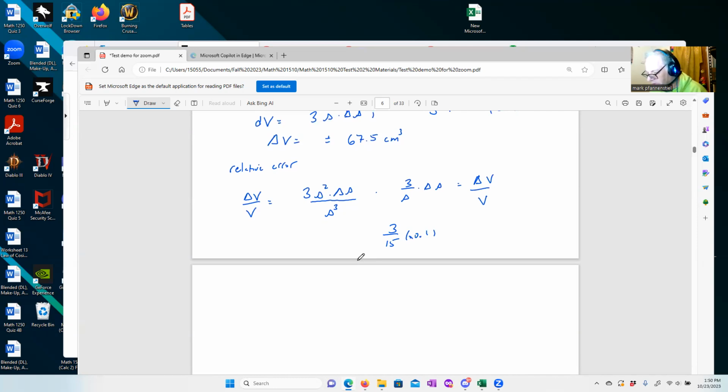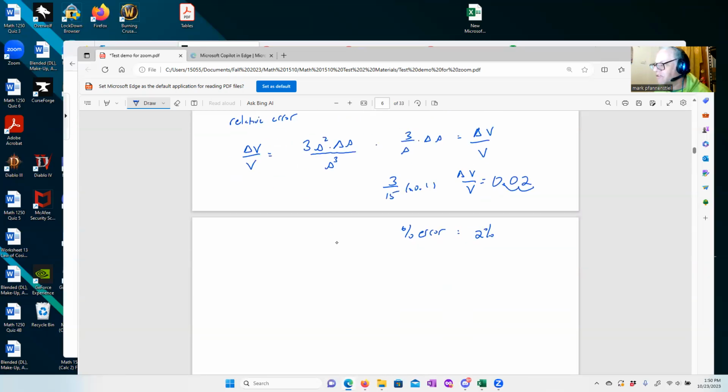Plug those into the calculator, and I ended up with delta V over V equal to 0.02. Percentage-wise, all we do is move the decimal place over twice, so the percent error here is 2%. That's how you deal with a percent error.